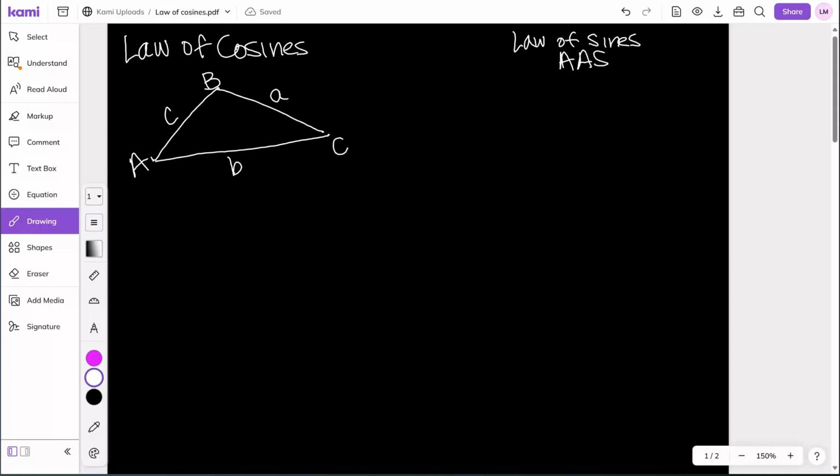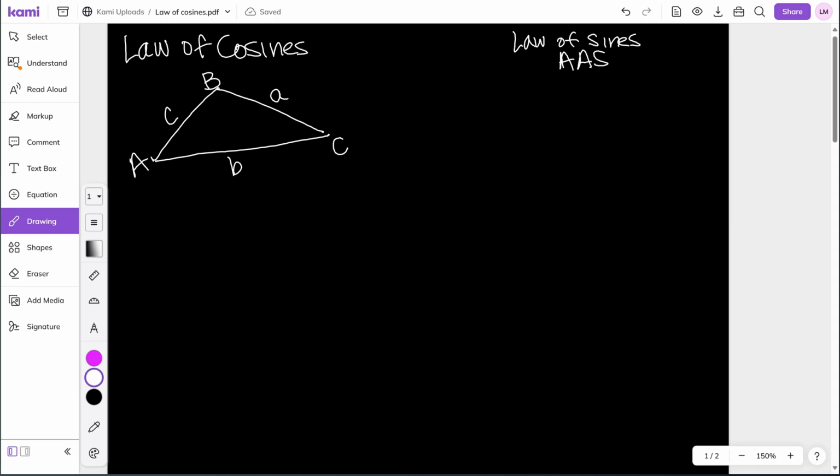Okay, so we are going to look at law of cosines. Previously, we looked at law of sines when we had two angles and a side, so angle, angle, side, and we were trying to find the other missing side. And then we could also look at finding a missing angle if we were given two sides and an angle. So now we're going to look at law of cosines.